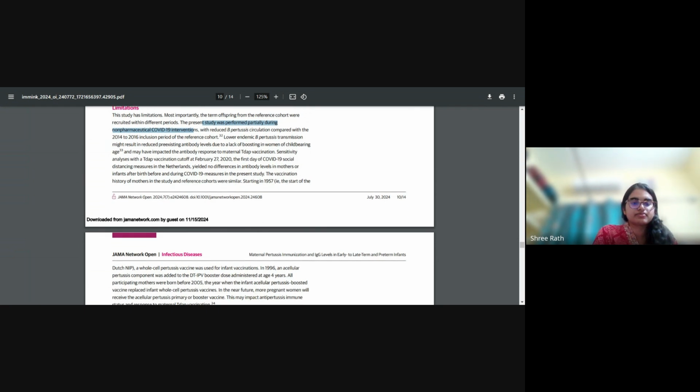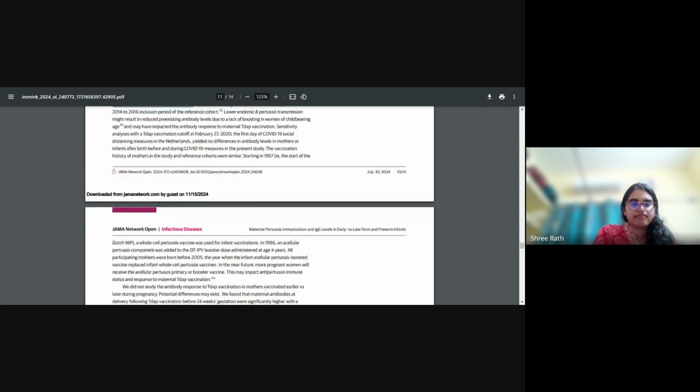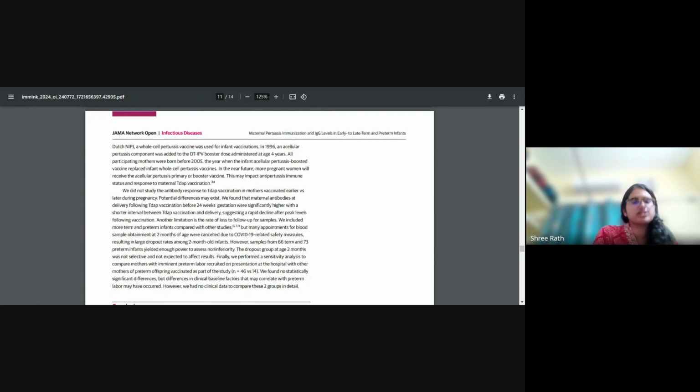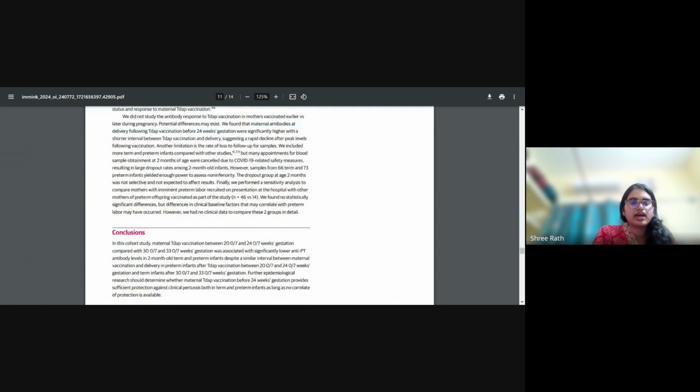Then vaccination history, they've highlighted the different limitations they had of this study. And then they did not study the antibody response to Tdap vaccination.